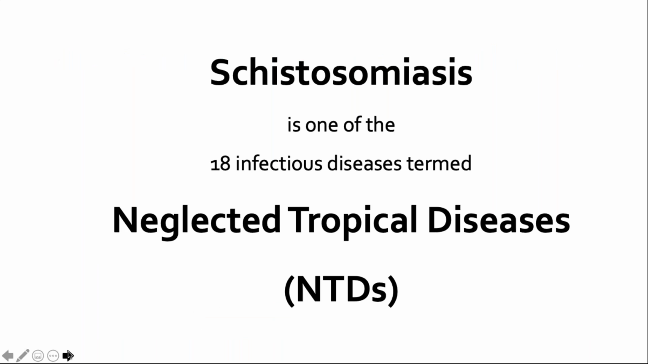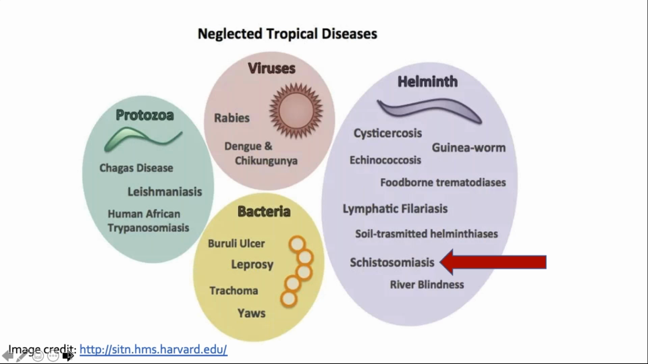Schistosomiasis is one of the 18 infectious diseases that are termed neglected tropical diseases. Neglected tropical diseases, including schisto, disproportionately affect the poor. They are largely treatable and preventable, and they are disablers rather than killers.